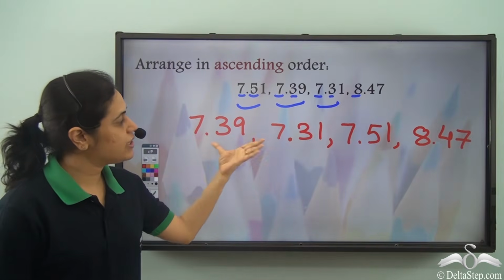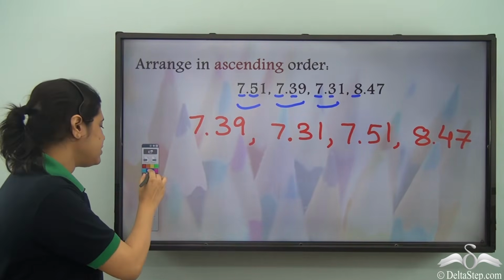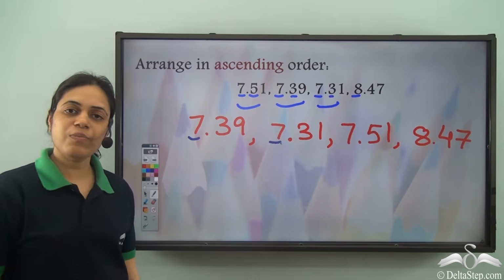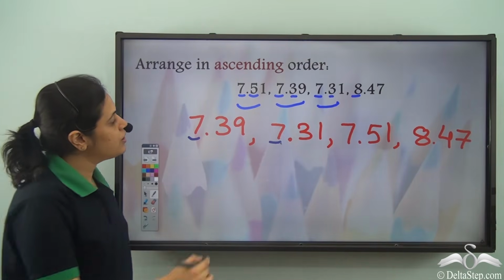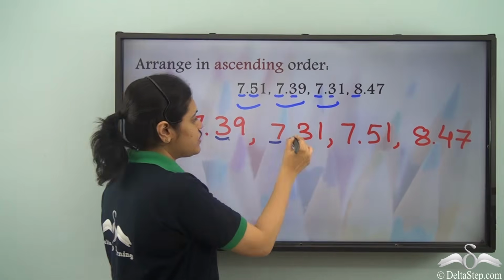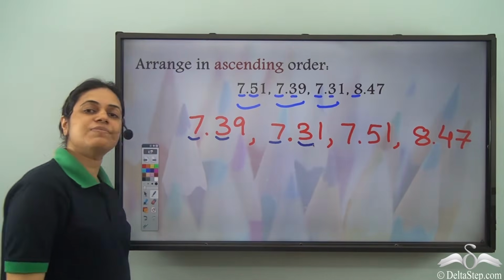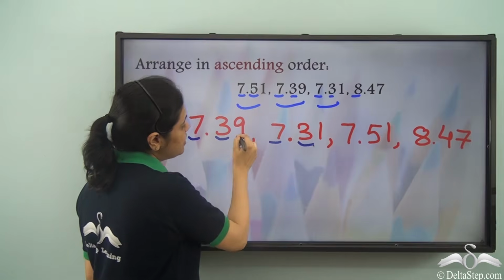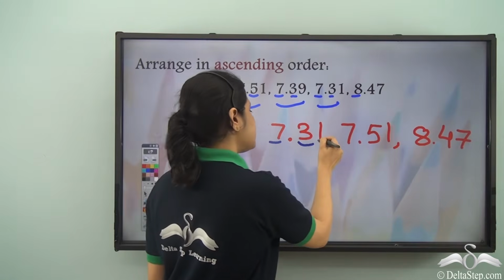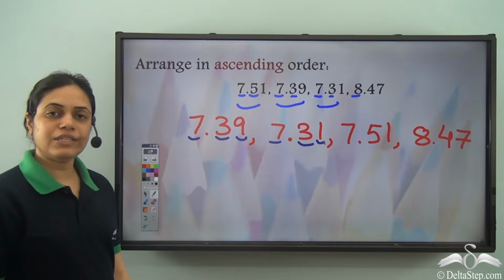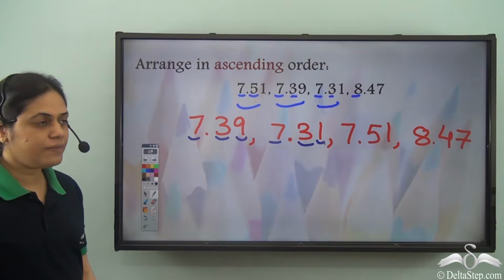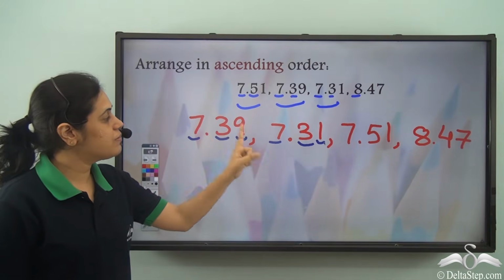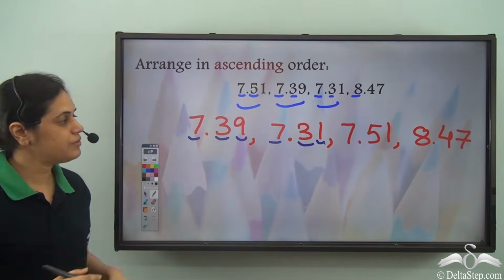Now let us look at these two numbers. In these two numbers, I have 7 before the decimal point, which are equal. The digit in the tenths place is 3 here. The digit in the tenths place is 3 here. So I move to the hundredths place. The digit in the hundredths place is 9 here. And the digit in the hundredths place is 1 here. So 1 is smaller than 9. So this number will be smaller than this number.